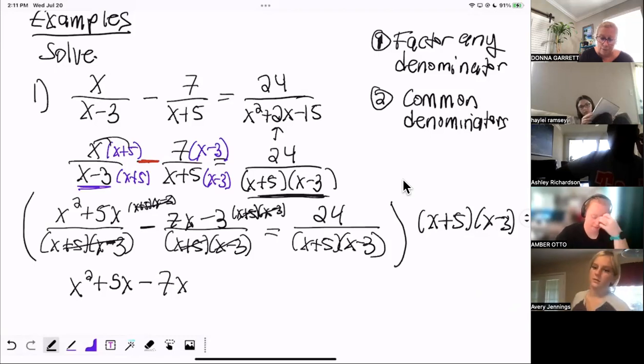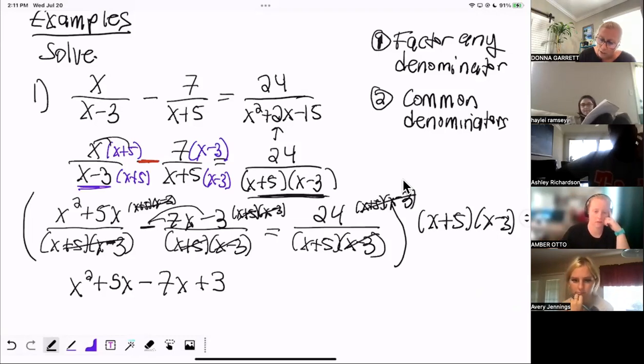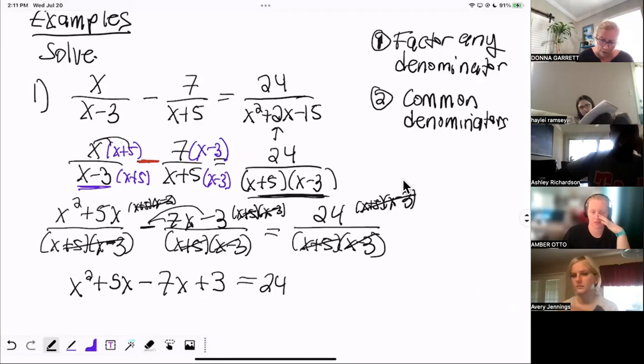Minus 7x, I'll be careful, plus 3. Distribute that negative times a negative is a positive. And then I would multiply this by x plus 5, x minus 3, and they cancel, equals 24. Now, last time I didn't tell you that. Go ahead. Is it plus 3 or would it be plus 21 because 7 times 3? 7 is not in parentheses. Oh, yeah, it is 21. Sorry. Yes, it is 21. I wrote it down wrong. 21 plus 21. Thank you.